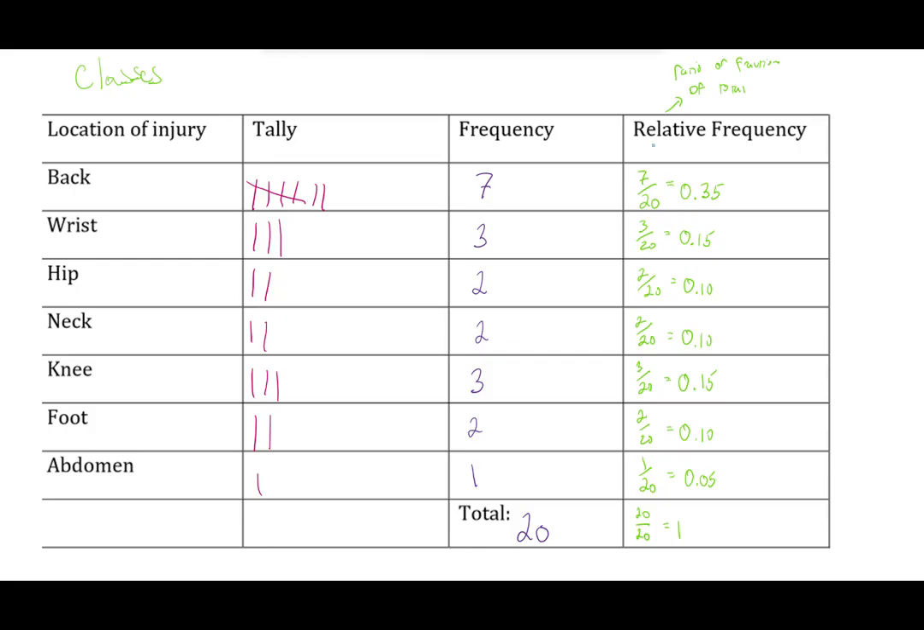We could also write these as a relative percent frequency, which would be just converting these numbers from a decimal to a percent. Convert to percent by multiplying by 100. So 0.35 times 100 would be 35%. This would be the same thing as 15%, 10%, and so on.